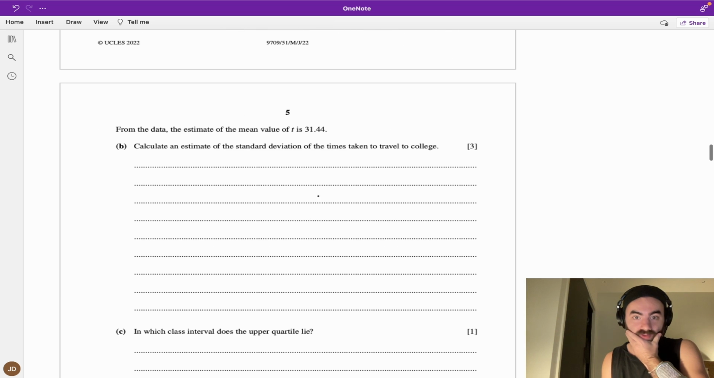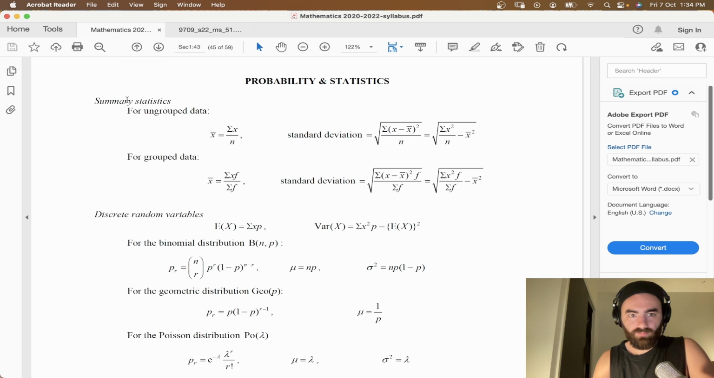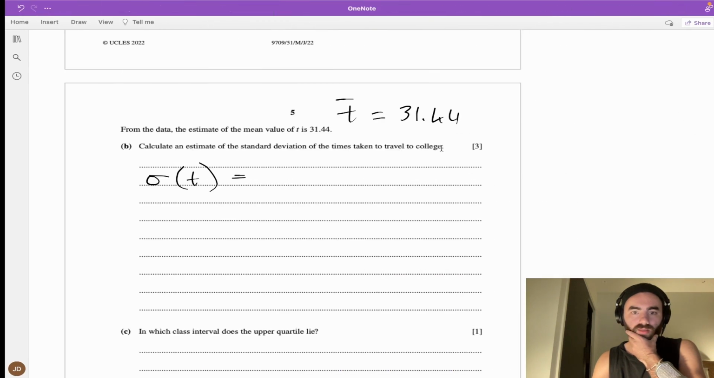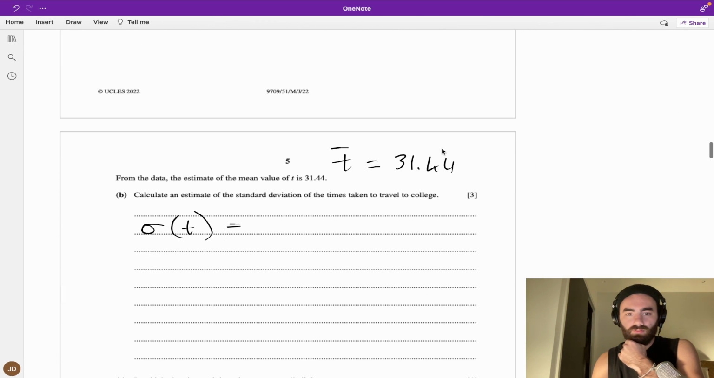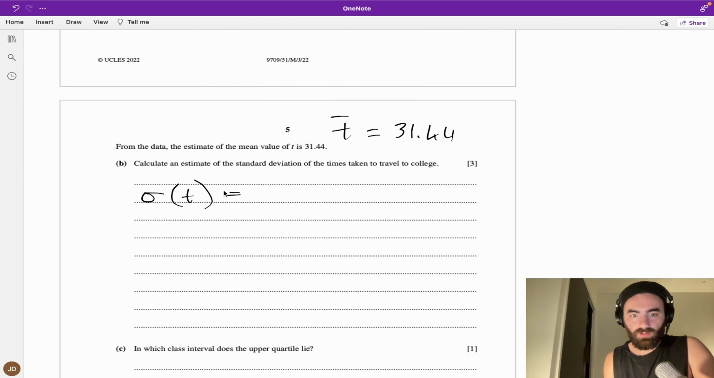The estimate of the mean is 31.44. Calculate the estimate of the standard deviation. So standard deviation, this is grouped data, right? So for grouped data, we can use this formula. So I'll just write out the formula, I guess.